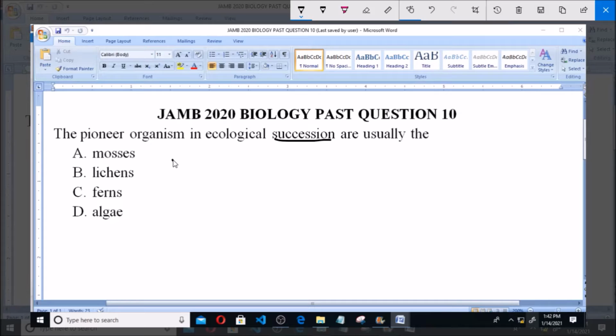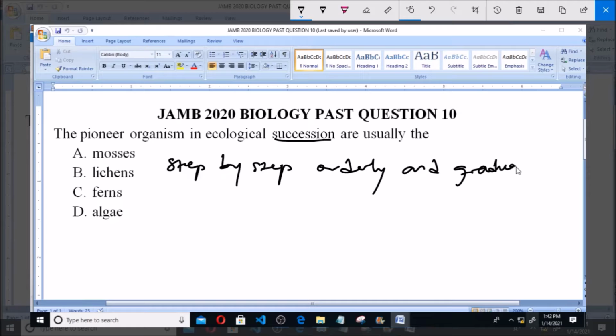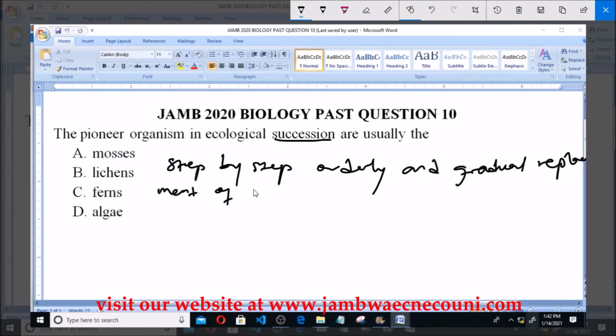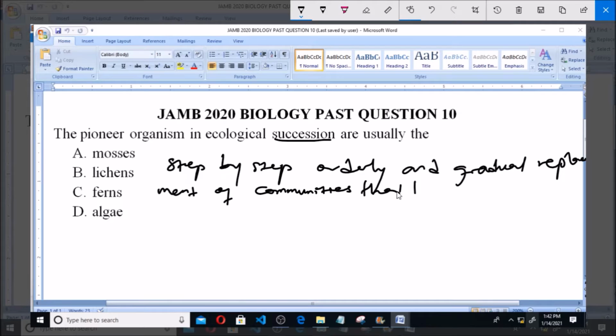Now, succession is defined as the step-by-step, orderly, and gradual replacement of communities that leads to a climax community. Now, I know you'll be asking, what's a climax community?